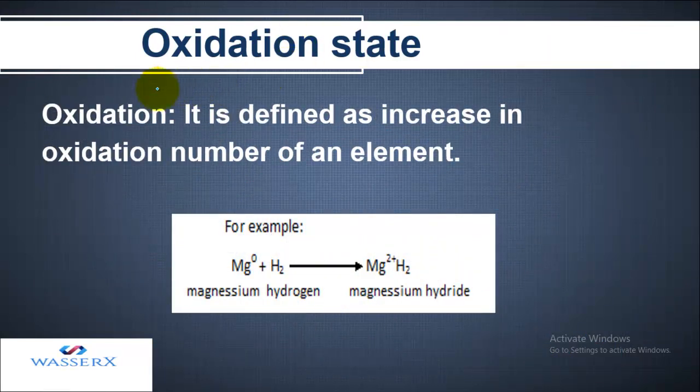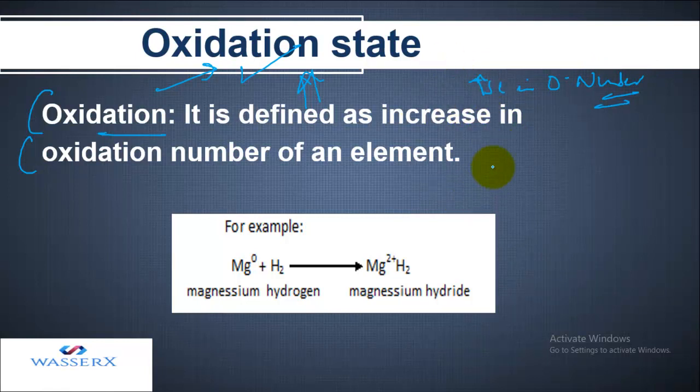Now let us define oxidation and reduction in terms of oxidation state. We can say either of it, right? So if we talk about oxidation, what do we mean by oxidation? In terms of oxidation state, whenever you see that there is an increase in oxidation number, that means the substance is getting oxidized. The substance is getting oxidized.